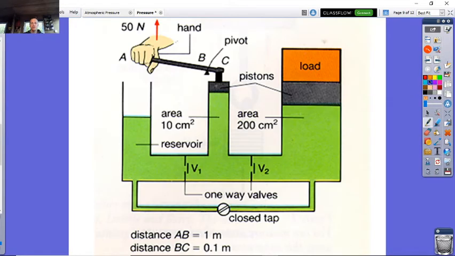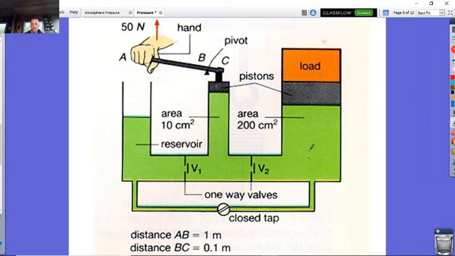Now, where you can use this is something like this. Here are hydraulic jacks. What we've got is a great big cylinder, and it's got liquid inside, and the liquid is shown in green. And you can push down here on this piston, which makes this piston then go up. But if you notice, the area here is a lot smaller than the area there. Therefore, it makes the force bigger.